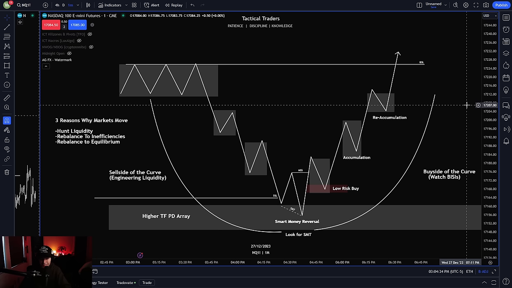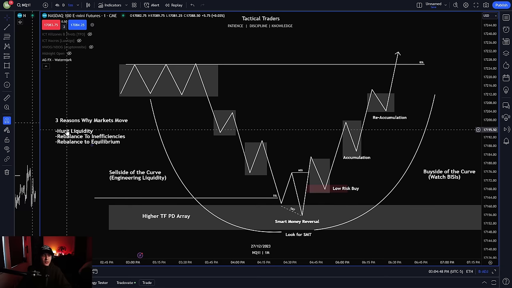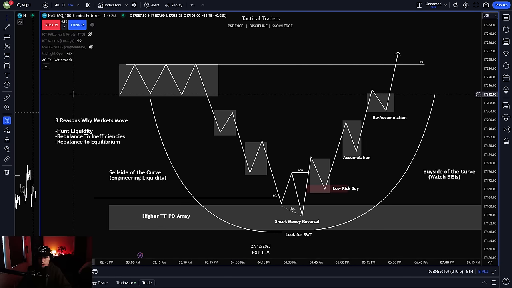We are constantly doing this. Every second of every day that the market is open, we are doing one of these three things: either hunting liquidity, rebalancing to an inefficiency, or rebalancing to equilibrium. Okay, so these are the first things that I want to talk about because this is going to be the foundation of why we think the market goes to where it's going to go, and it gives us a good understanding of why the market model actually works.